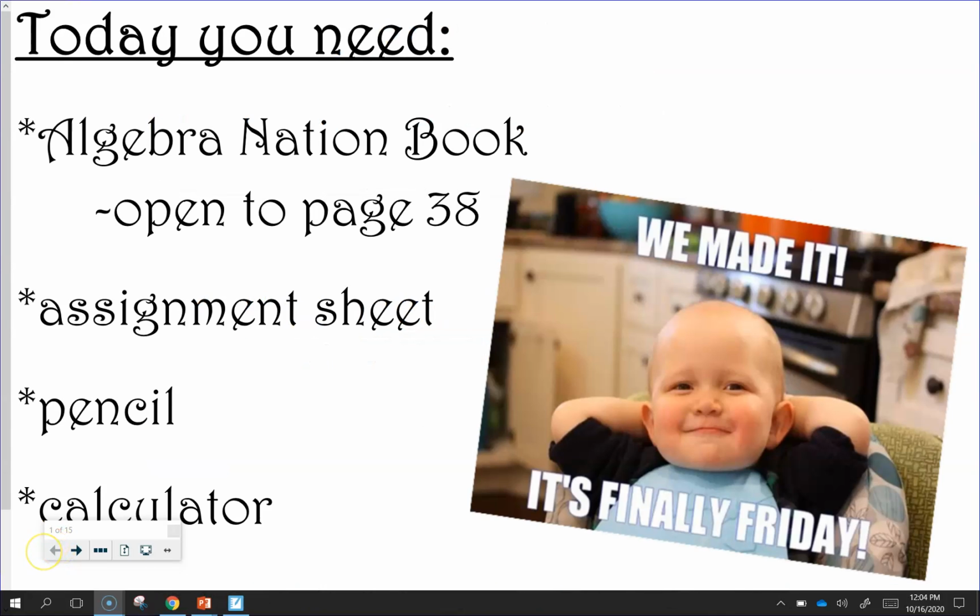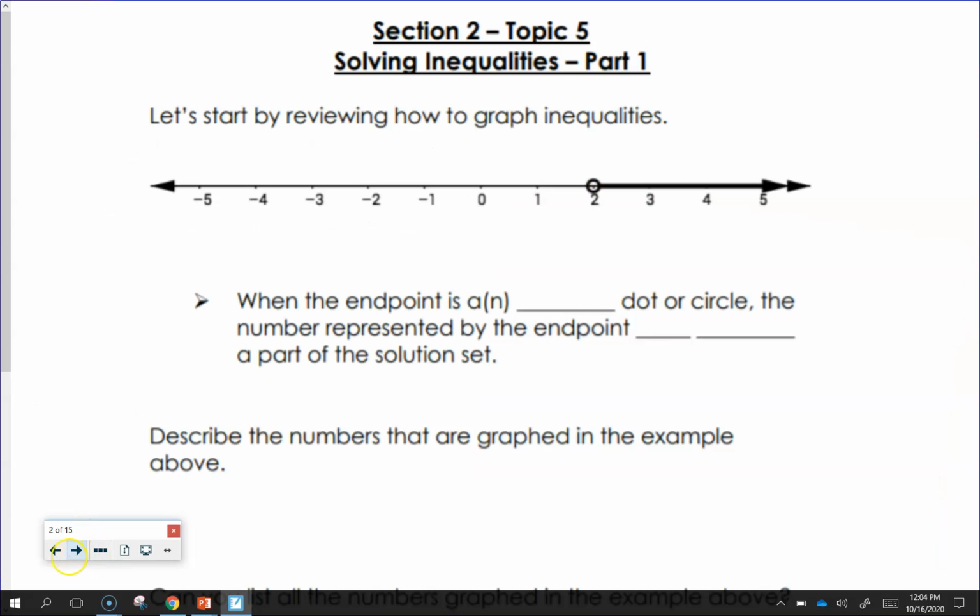All right, so in your Algebra Nation books, you are on page 38. We are starting inequalities today. Let's review what those are. You do know what they are. If I give you a number line that has a circle on it and an arrow, we have inequalities. They show more than one answer. It's not just x equals 2 for this. We have a variety of solutions that could fit a certain problem, and these are inequality problems.